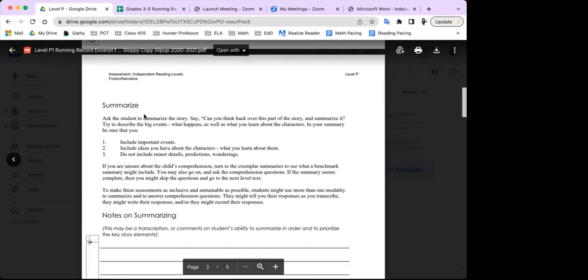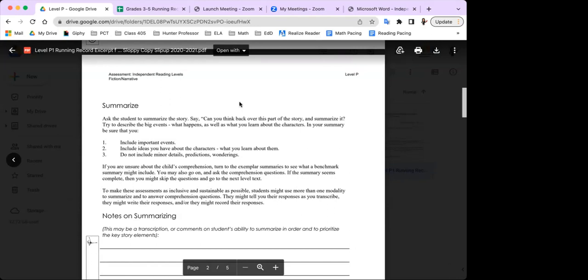After they're done reading the rest in their head, you say, can you tell me what the story was about? Can you summarize the important events, ideas about the characters, and tell me what was really happening in the story? And then usually I write down those ideas on the paper so I know if the child understands.